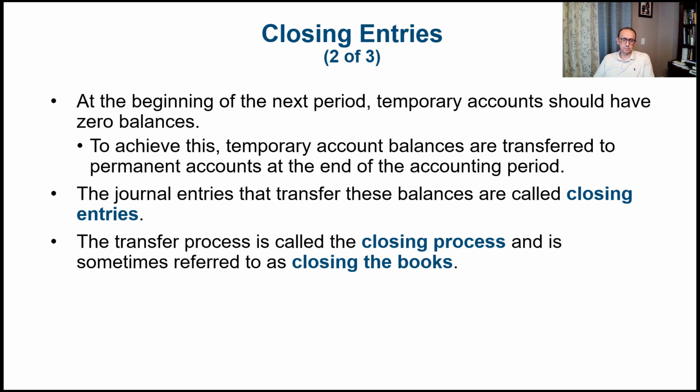To achieve this, temporary account balances are transferred to permanent accounts at the end of the accounting period. Typically, they are transferred to the permanent accounts through the retained earnings account. The journal entries that transfer these balances are called closing entries. We call this process the closing process, and sometimes we refer to it as closing the books. So if you have ever heard of an accountant working in a private company, usually at the end of the year they're busy closing the books.